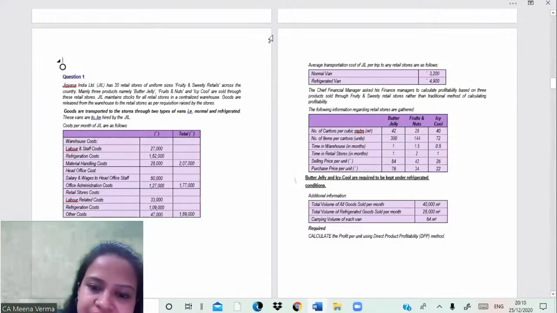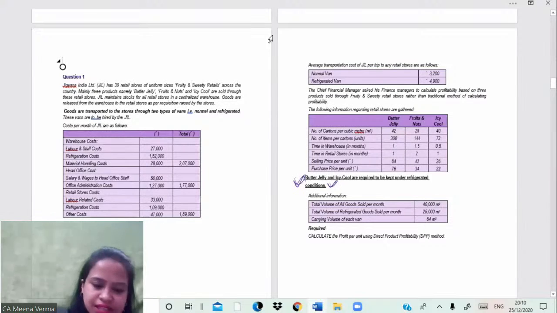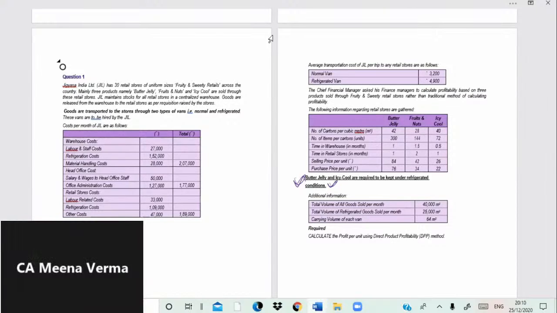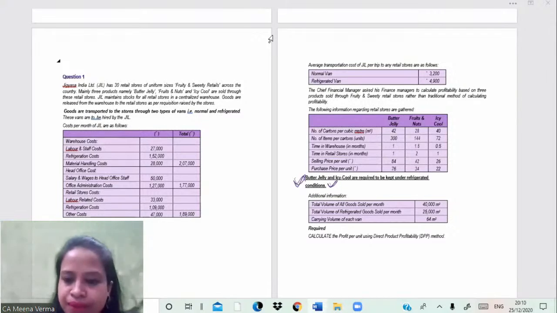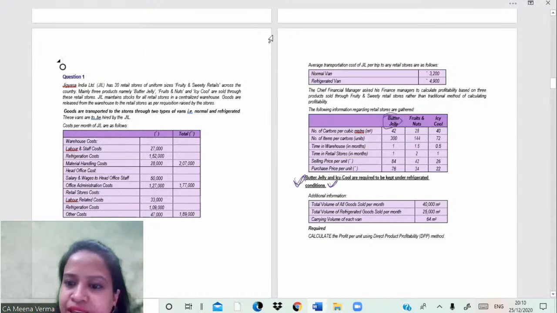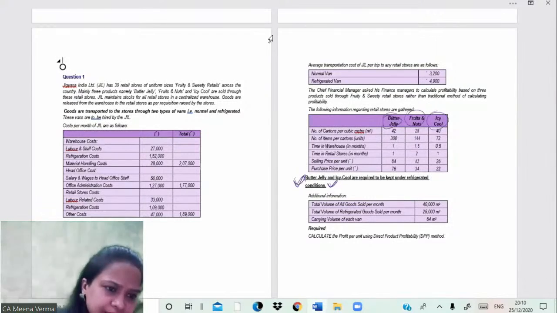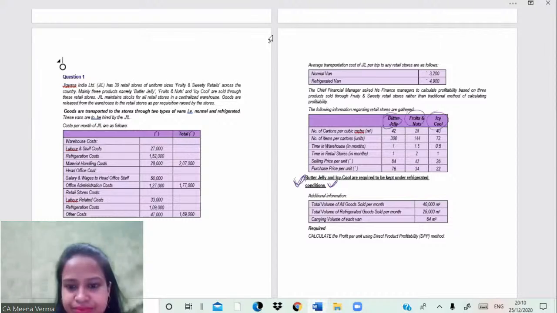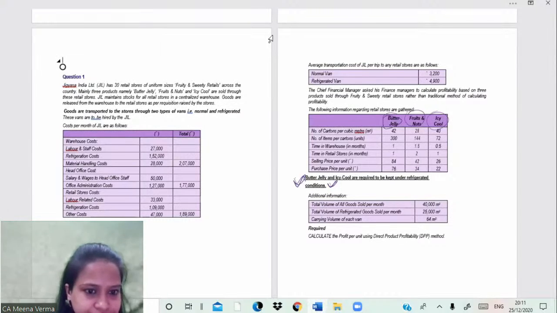See, in this question, I have underlined this line. Please, you also underline this line in your book. It is very important. Underline these lines in your book. In this question, you have to find the profitability of three products. We have three products: butter jelly, fruit and nuts, and icy cool. Read this question first. If you have done the reading, please tell me.